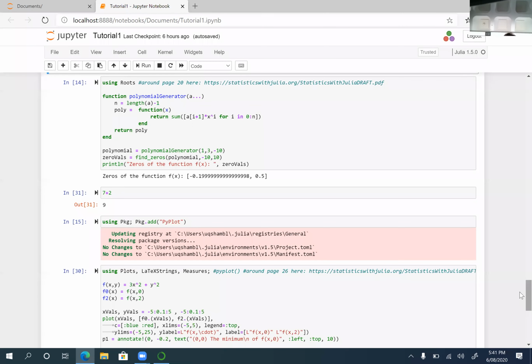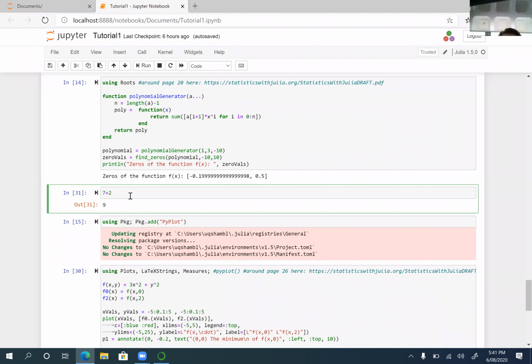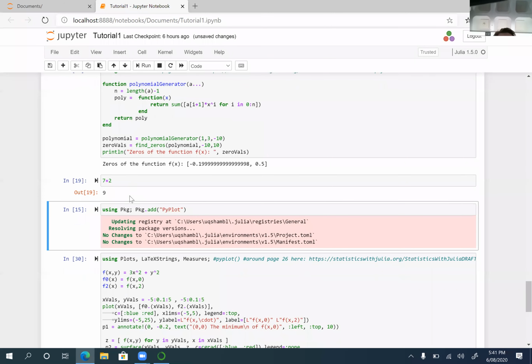All right, and then we find the zeros, or the roots, of that polynomial between -10 and 10. Okay, and then it looks like the last time I ran this, I had a little issue, so I opened a new cell and added 7 and 2. Anyway, we can do that again. Sure, 9.